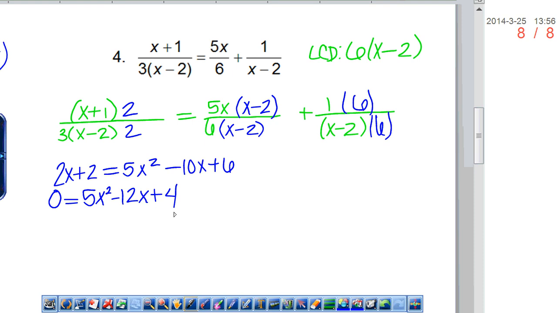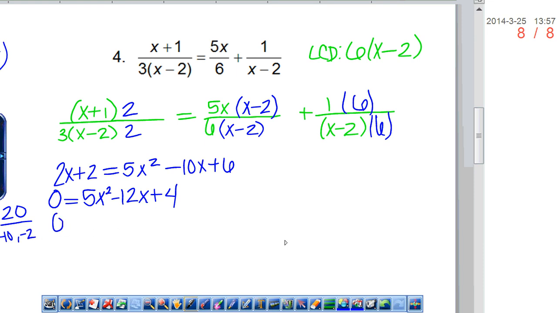How do I start factoring this? Get factors of 20 to add and get 12. Good. So I'm going to multiply 5 times 4, and that gives me positive 20. I need factors of positive 20 that add up to negative 12. Negative 10 times negative 2. Good. Negative 10 and negative 2.